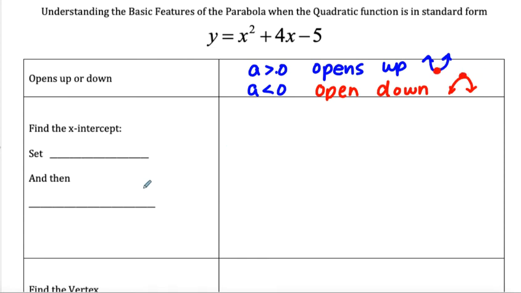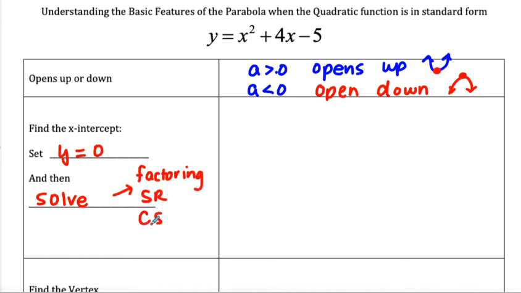We also know how to find the x-intercepts, and those are points on the graph. Remember, to find the x-intercepts, we set y equal to 0 and then solve the quadratic. You could solve by factoring, the square root method, completing the square, or the quadratic formula. Hopefully, we really would love it if they're factorable. So I'm going to set this equal to 0 and solve by factoring.